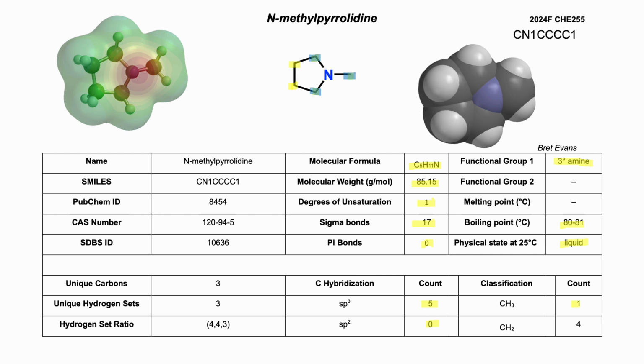But if you look at classifications, you can see that we have 1 CH3. That's actually going to be this carbon right here, which we would call a methyl group whenever it's a CH3. And then we have 4 CH2 carbons right here.